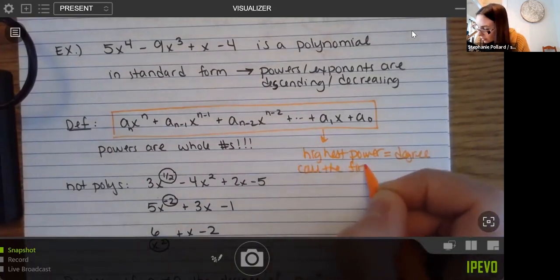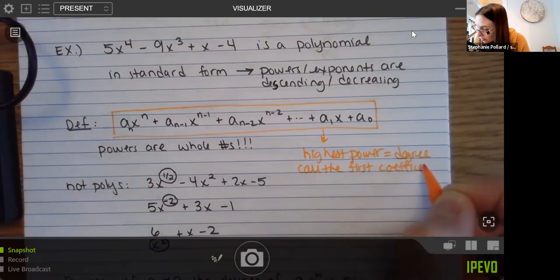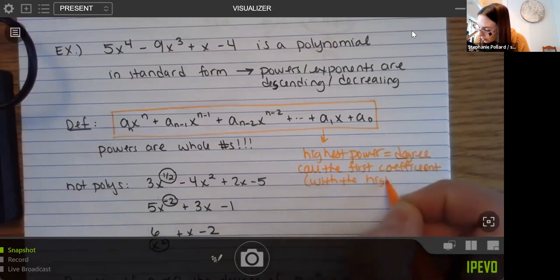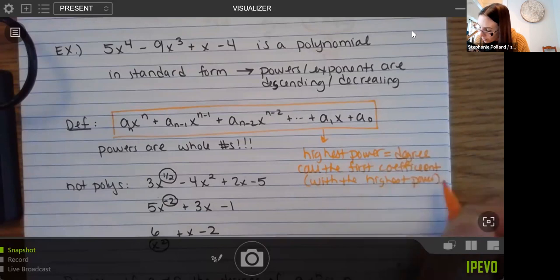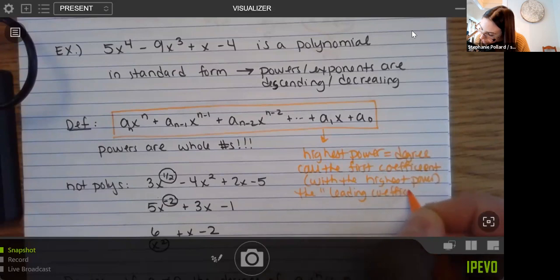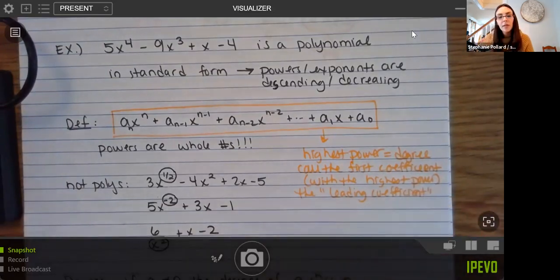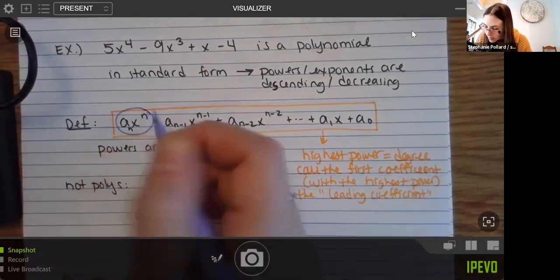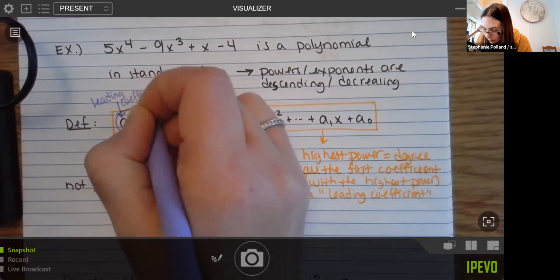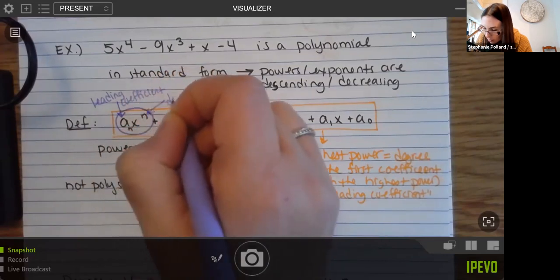And then we call the first coefficient, the one with the highest power, the leading coefficient as well. Okay. So this is another thing to keep in mind. For now, we're just finding it, but really this first part of your polynomial, so this part right here, is sort of your most important. That right there is your leading coefficient. And that n is going to give you your degree.